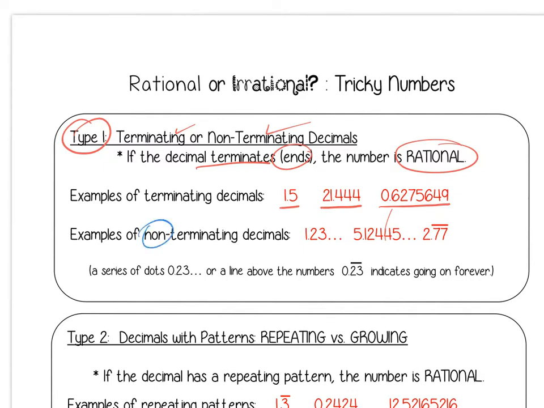But if you have a decimal that doesn't terminate, and you see something like 1.23 and then these 3 dots, or you start to see a pattern, or if you see 2.77 with a bar over it, that indicates that those will go on forever and ever, and you won't know what it is. Another irrational number is pi. You all know it as 3.14, but there are a whole bunch of decimals, and there are computers designated to figuring out the value of pi.